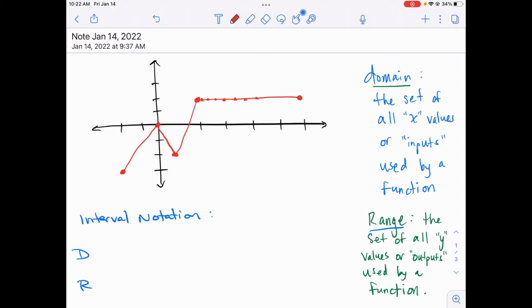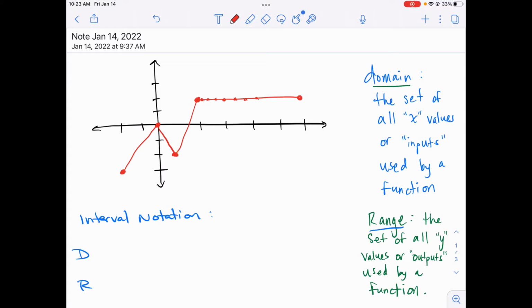So I've got points on here, but it doesn't cover all of the points that are actually on this graph. I put some dots to represent turning points in this graph, but every single speck of red is another x and y value. So we would not be able to list every single point if we tried to. But I'm going to show you what interval notation is going to look like. First, we're going to talk about domain.